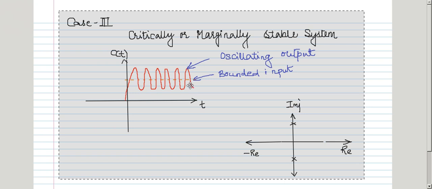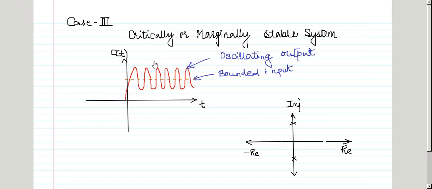The third case is the critically or marginally stable system. For such a system, the output is neither bounded nor unbounded. In simple terms, we can say that the output response is neither zero nor infinity. The output oscillates in between finite ranges. The magnitude of such oscillations is sustained, and the roots of the characteristic equation lie exactly on the imaginary axis. So here the roots of the characteristic equation will be lying.